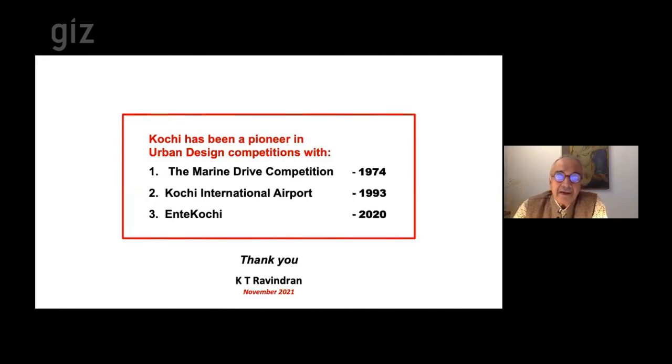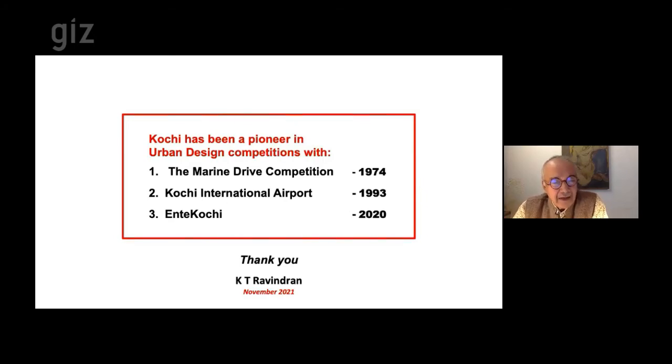Then we have the Cochin International Airport, which was floated in 1993, of which also I was a member of the jury. So the airport project was such a complex project. It was not just about a landing strip and a terminal to receive passengers. It was about developing a whole conceptual frame of an extended area, and things like land pooling were introduced for the first time in this airport back in 1993. And I was fortunate enough to be part of the jury.